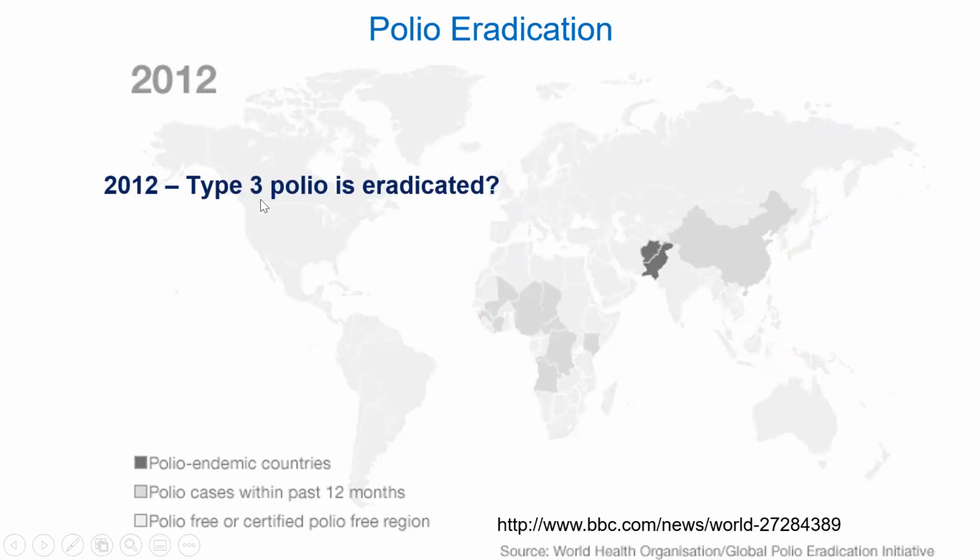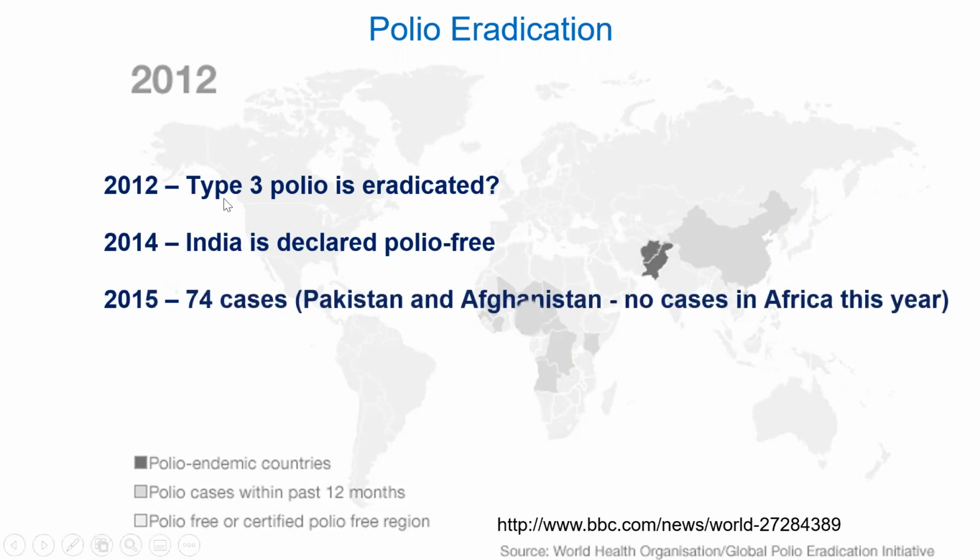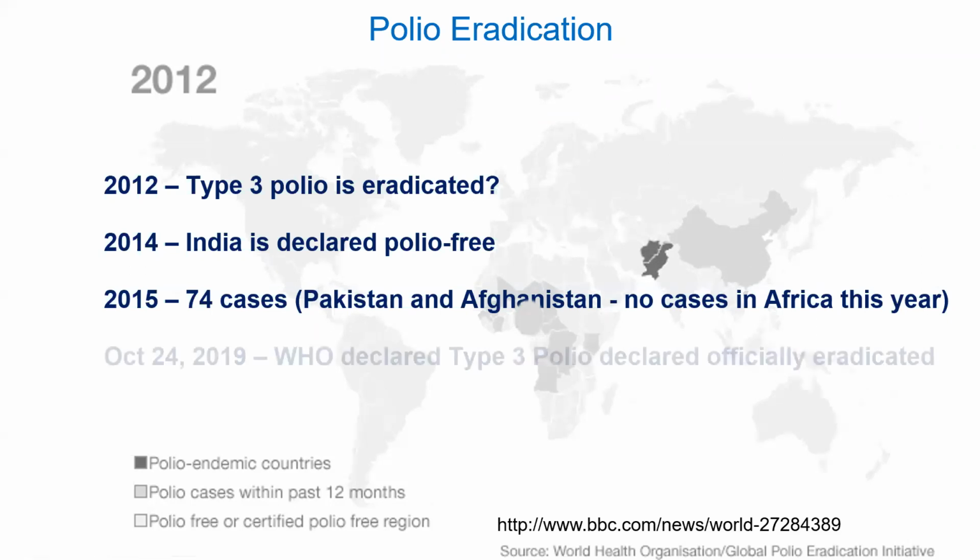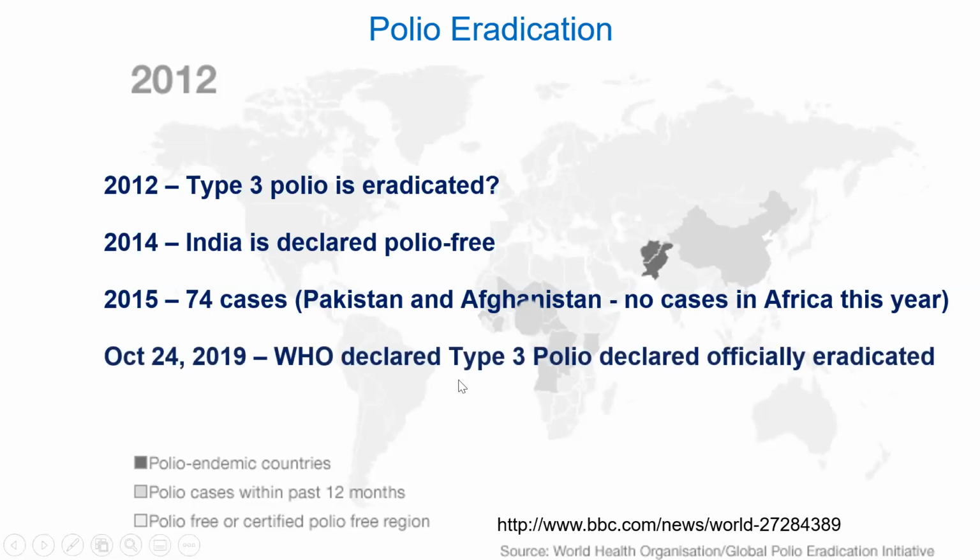So type 3 was eradicated a few years ago, so that was exciting. And 2014, India was declared polio-free. You have to be polio-free with no cases for 3 years before you get that certification. And again, a huge story about all the massive amount of efforts going on in India. It's just great job, India. 2015, 74 cases. Again, we've got Pakistan, Afghanistan kind of being the holdouts just due to population and instabilities. 2019, type 3 polio officially eradicated. So this is really exciting.